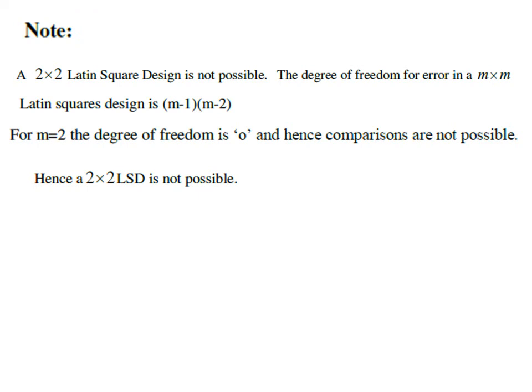Some important notes are available here. A 2 by 2 Latin square design is not possible. Why? Because the degree of freedom for error in an m by m Latin square design is m minus 1 into m minus 2. Am I right or not? Suppose m equal to 2. Then 2 minus 2 becomes what? 0. So entirely 0 will come. There is no comparison. That is the reason a 2 by 2 Latin square design is not possible. It's very important to mark for the question.